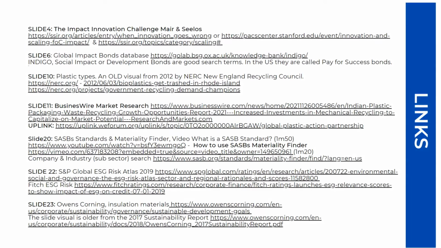This is the first links page. Mayer and Silos on Innovation and Scaling, Global Impact Bonds Database, Plastic Types, New England Recycling, India's Growing Plastic Recycling Market, and Uplink A Plastic Challenge, SASB Standards and the Materiality Finder, Standard and Poor's Global ESG Atlas for Sectors and Fitch's ESG Risks Relevance, Owens Corning Insulation Material and Sustainability.